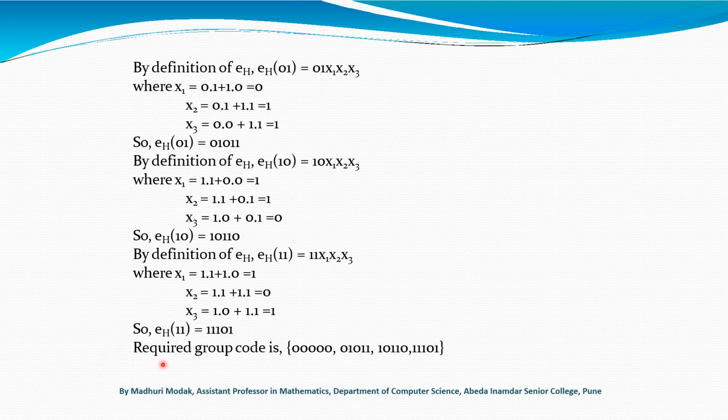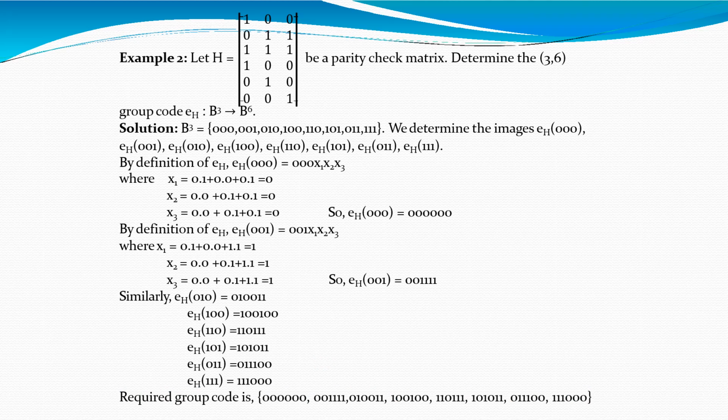So the required group code is the set of all code words, the set of all images under EH, which is 0, 0, 0, 0, 0 five times, then 0, 1, 0, 1, 1, 1, 0, 1, 1, 0 and 1, 1, 0, 1. So this is the required group code.